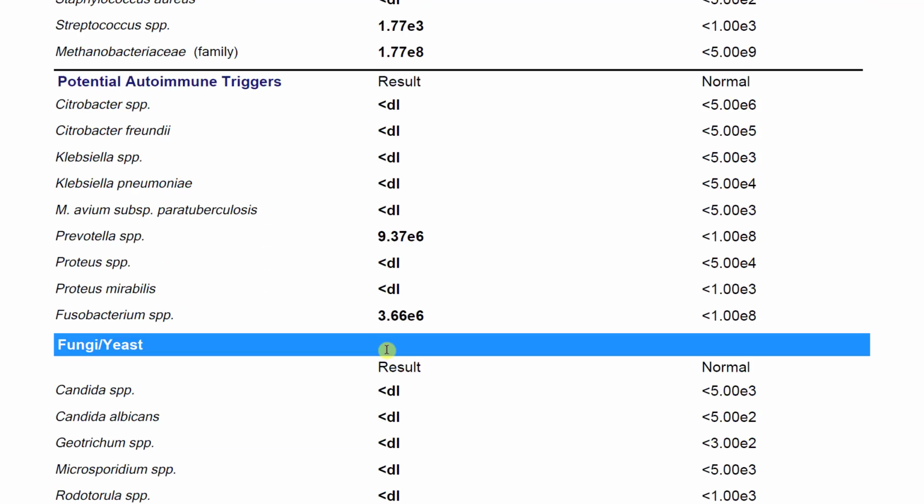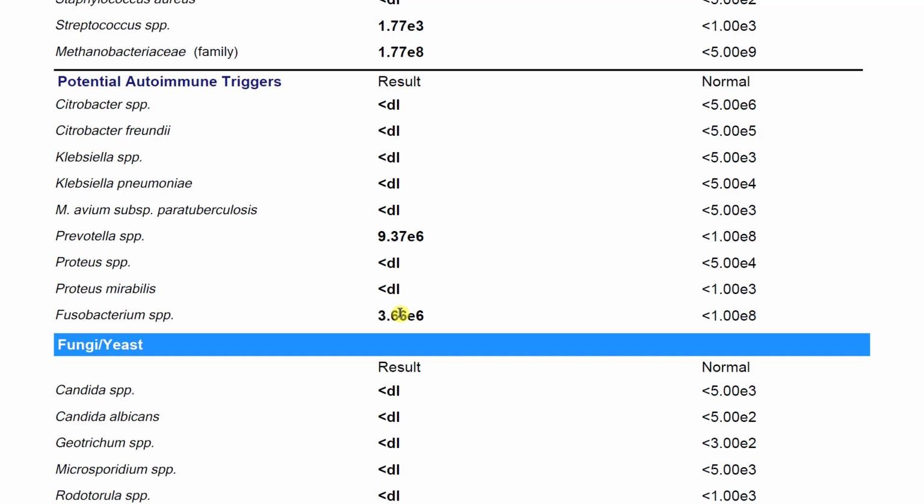Looking at autoimmune triggers, Prevotella. Prevotella previously was 2.23 to the 6th, and it's 9.37, so it looks like it increased just a little bit. And then Fusobacterium was 1.12 to the 7, and you're 3.66, so it also increased a bit. But these were both present previously. They're not in high amounts.